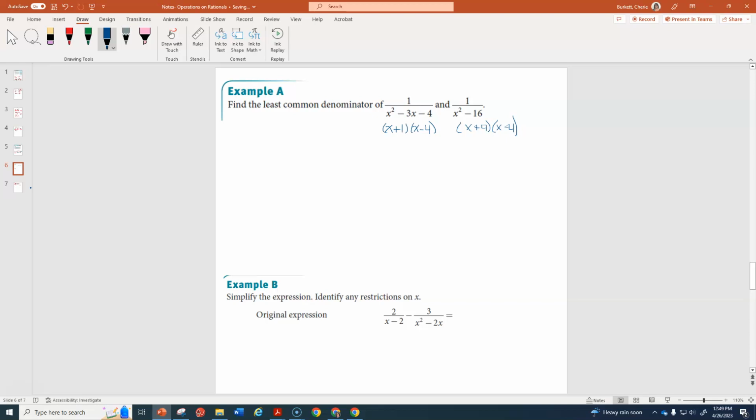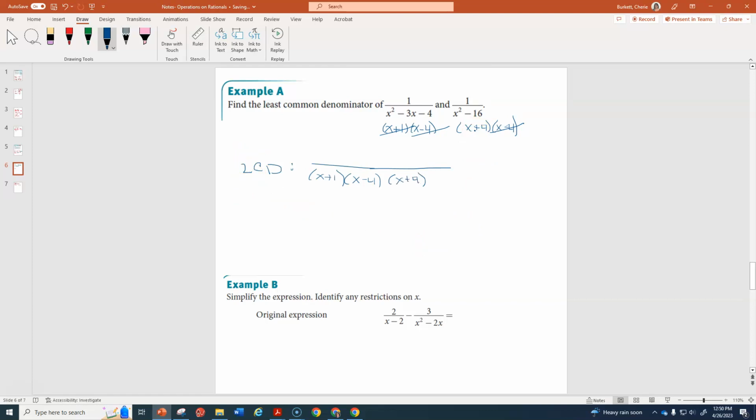Okay, so now the least common denominator is going to be, I have an x plus 1, so I have to have an x plus 1. That one's taken care of. I have an x minus 4, so I need an x minus 4. That's been taken care of. Yes, if I have an x minus 4 in each one, I do not have to list it twice. If I listed it twice, I would still get a common denominator. It would not be the least common denominator. I still have an x plus 4.